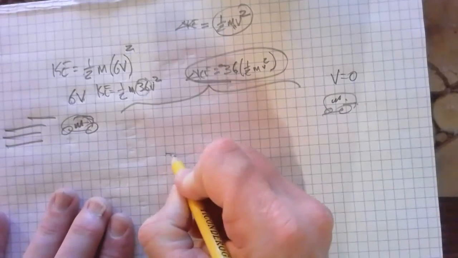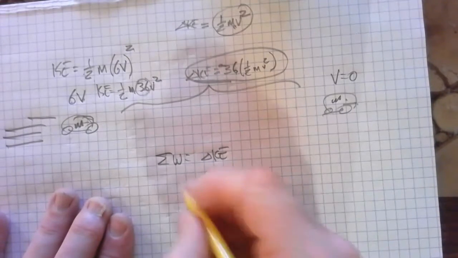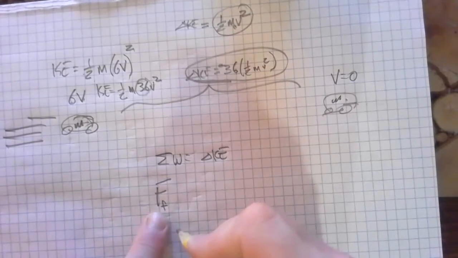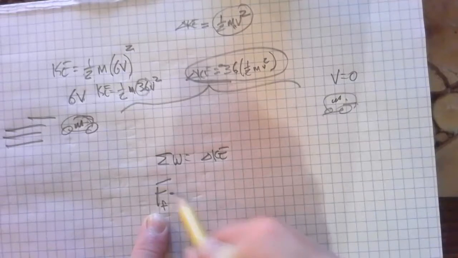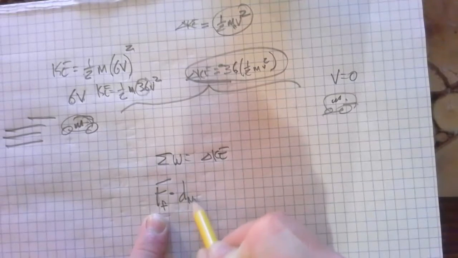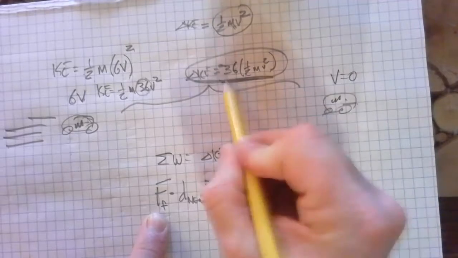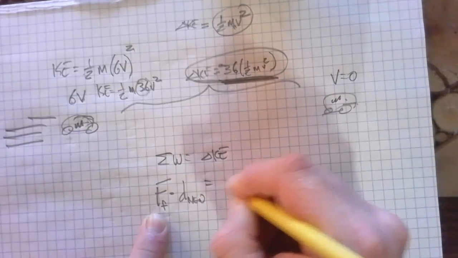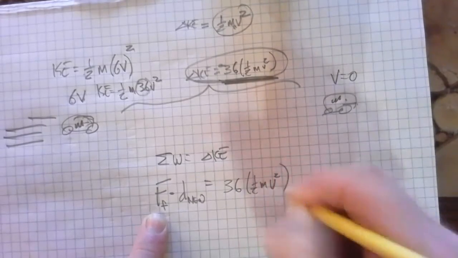All right, so the net work done is equal to change in kinetic energy. I have net work as being the force by friction, which remember is the same as it was before. The car cannot produce any larger force, times the new stopping distance equals the new change in kinetic energy. So that's 36 times 1/2 mv squared.